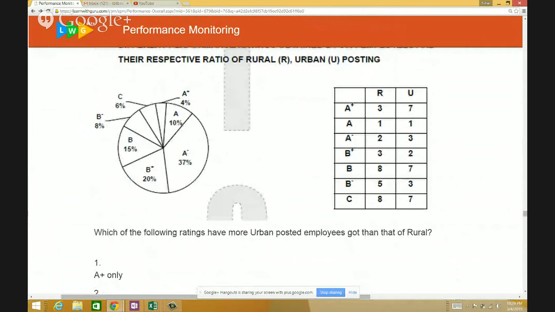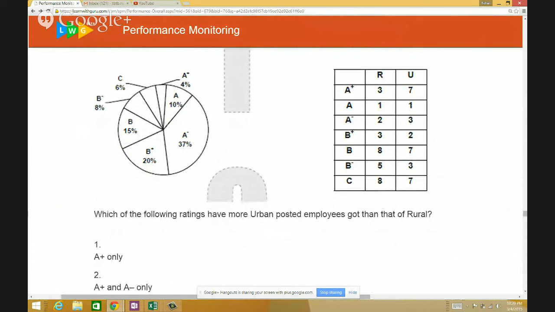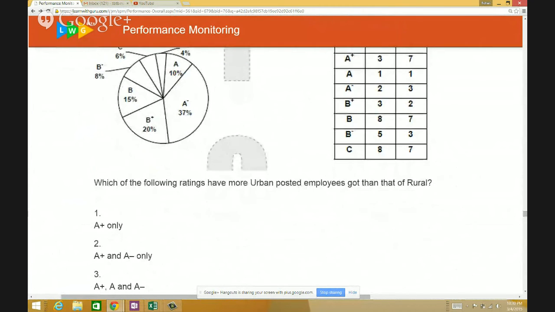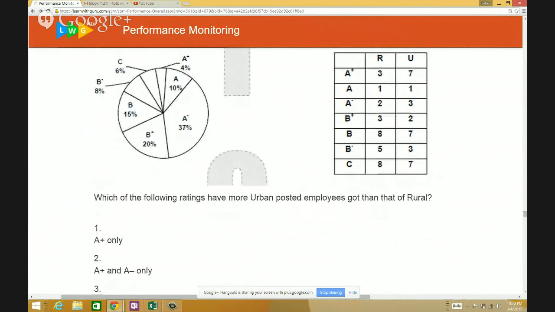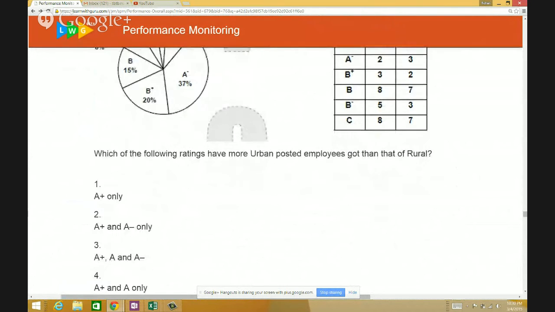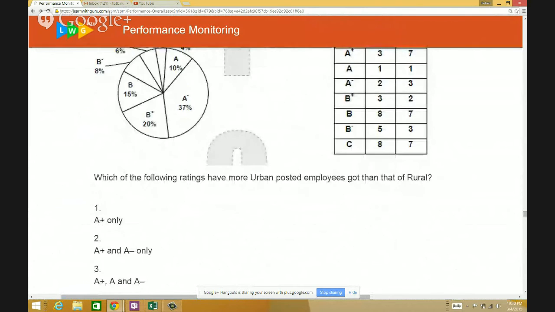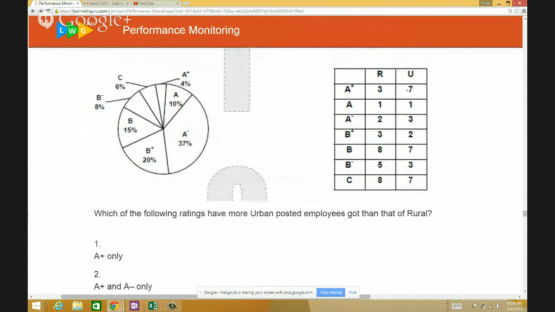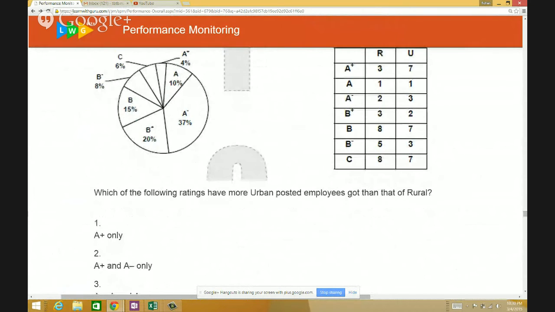Which of the following ratings have more urban posted employees than rural? Okay, now this is straightforward. More urban than rural. Okay, basically the ratio should be more, nothing else. Okay, so you can just check directly, and that way you can actually get the answer. If you look at it, 3:7, 2:3, and there's nowhere else. That's it. A and A plus and A minus.